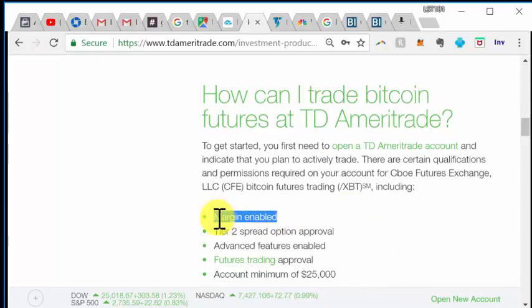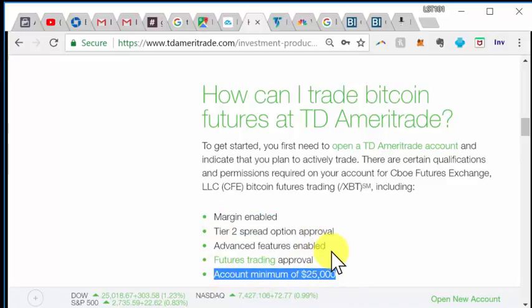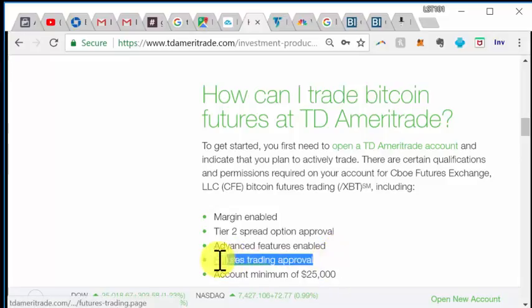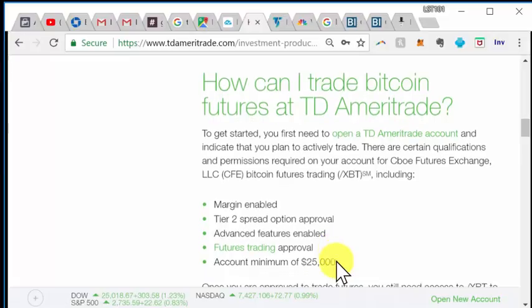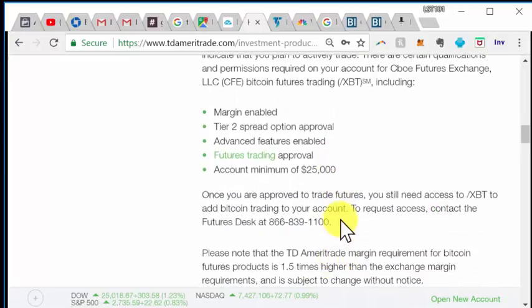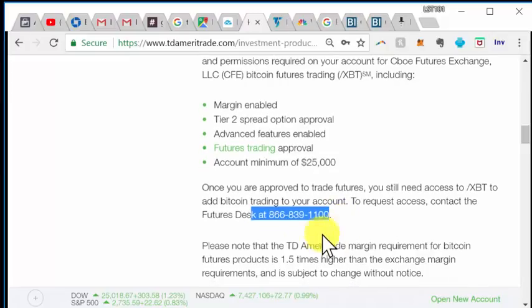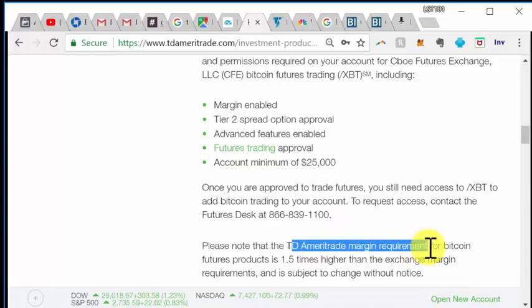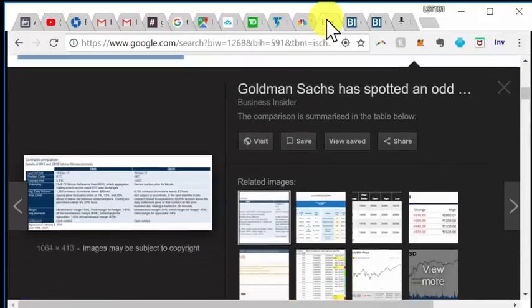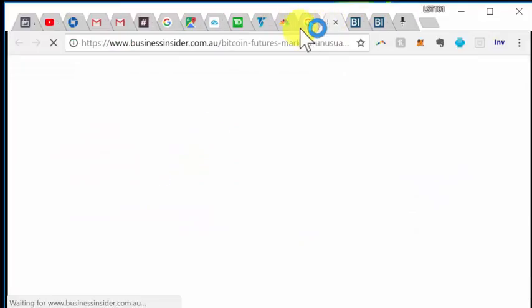You do have to have margin enabled. You do have to have some account minimum. I think at Interactive Brokers, the minimum is 10,000. You do have to have futures trading approval, and there might be one extra step for Bitcoin. In often cases, you have to call some number, and they're pretty responsive. It's important also to note that in TD Ameritrade's case, the margin requirement for Bitcoin is 1.5 times the exchange margin requirement. So let's take a look at this.